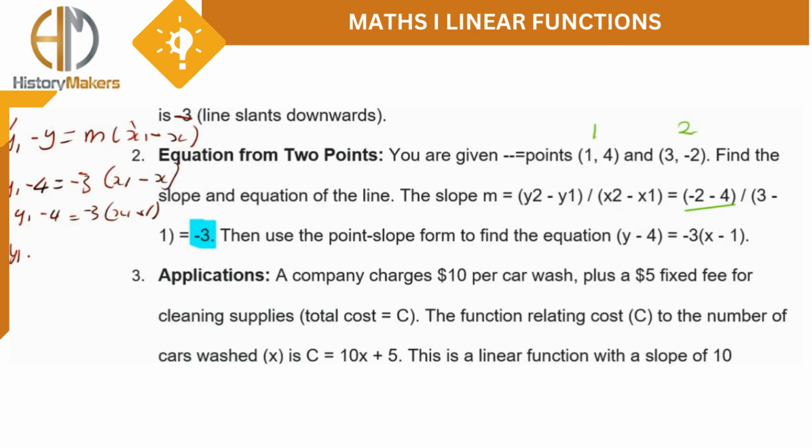You have y minus 4 equals -3x plus 3. And then you have y equals -3x plus 7. That is the answer. That is the equation of the line through those 2 points.